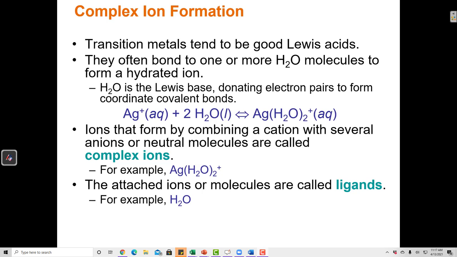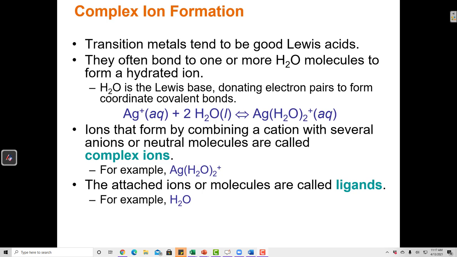In this video, I'm going to cover complex ion formation. So transition metals, the cations that they create, tend to be good Lewis acids. And we talked about Lewis acids and bases a bit in the first term back in chapter 4. But remember, a Lewis acid is an electron pair acceptor, and a Lewis base is an electron pair donor.